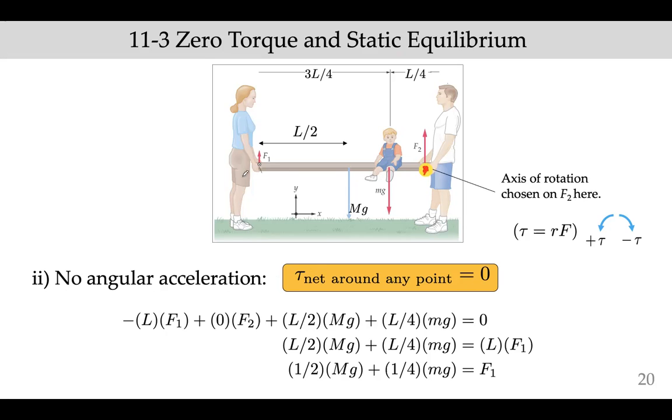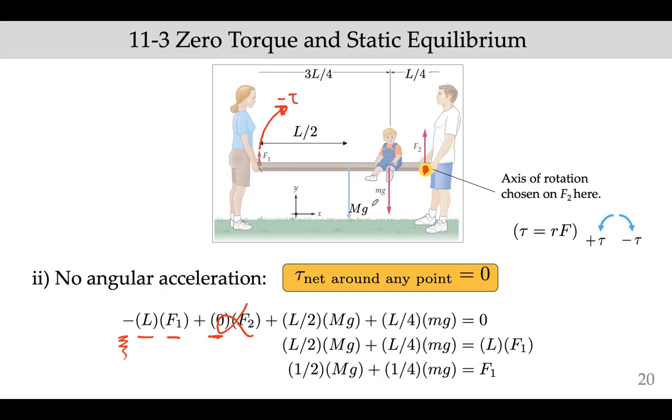In this case, F1 will create some torque because now the radius is not 0. So I'm going to write F1 times the distance, which is L. What about the sign? Well, with respect to this point, F1 is trying to rotate the plank in this direction, and this direction is clockwise, right? So it will create a negative torque. That's why we have a negative sign here. F2 will not create any torque because its R is 0, so this is gone.